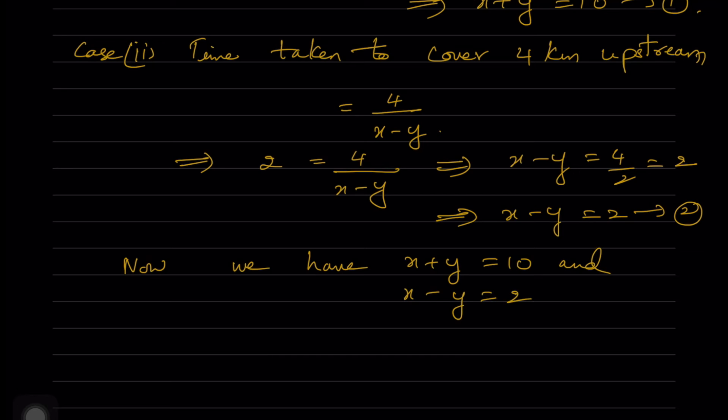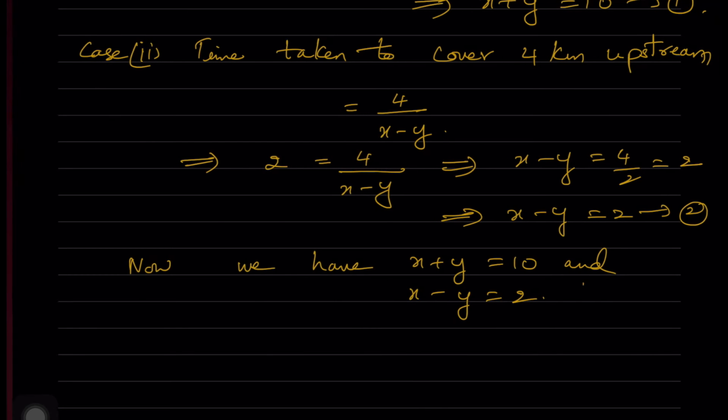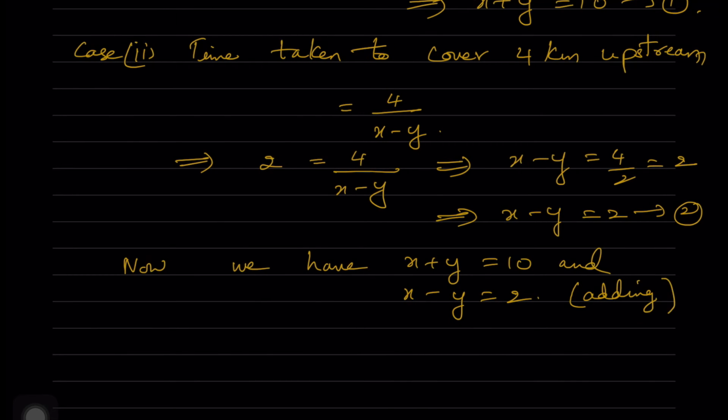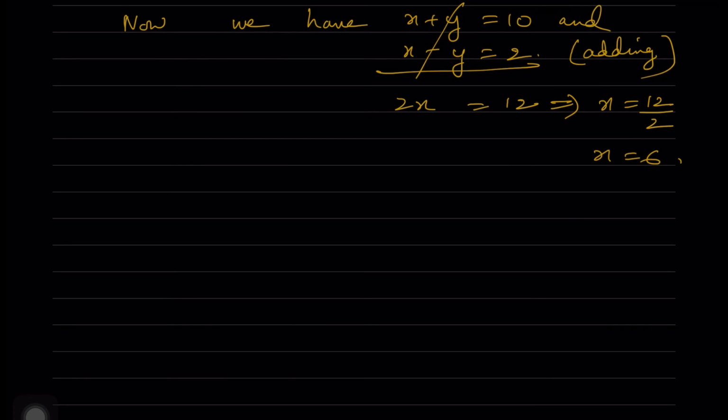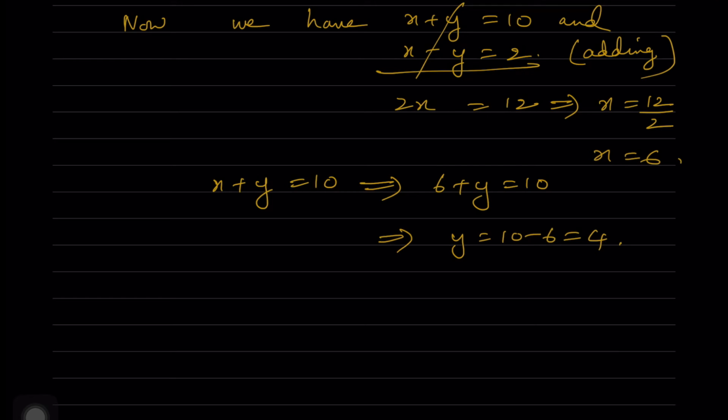Now x minus 10y is equal to... we are solving these two equations. When you are adding those two equations, you are getting 2x is equal to 12, or x is equal to 6. So x plus y is equal to 10 means y is equal to 10 minus 6, which is equal to 4.